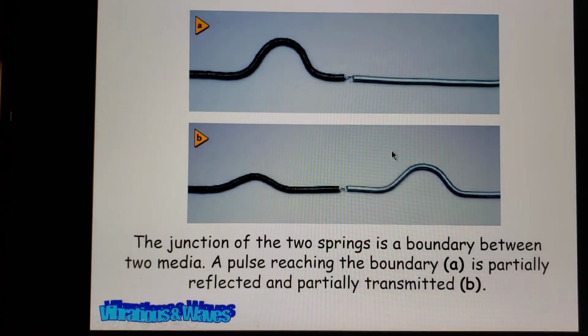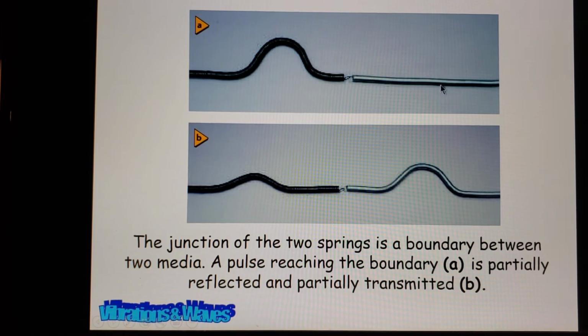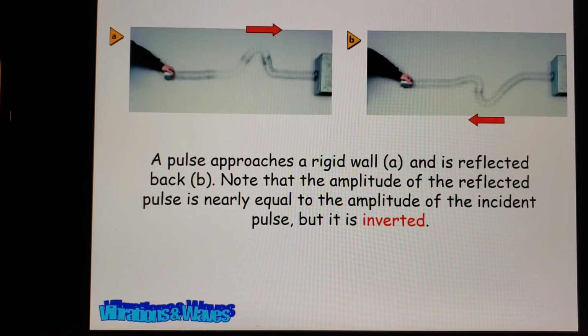When you have a boundary between 2 different mediums, some things can happen. Part of the energy here in this spring will bounce back. If I send a pulse down this way, part will bounce back and part will get through. So this pulse here, the black pulse, was coming to the right. Some of it traveled through and got into the silver spring, but a little piece of it got reflected back. So if you have a boundary between 2 mediums, you can get some funny things going on. There you see the two separating.